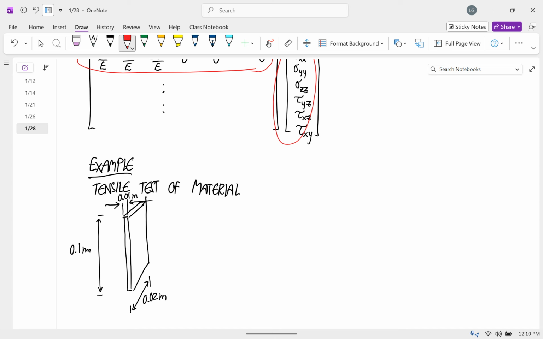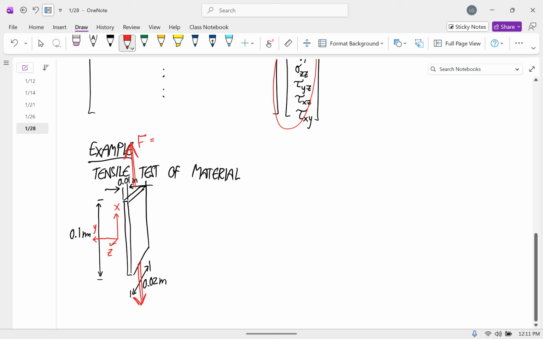And we're going to use a coordinate system like this. The x-axis always is along the line of loading. The y-axis, I'm going to say, is this way, although that's arbitrary. And then the z-axis is this way. And we're going to apply forces to this thing. We're going to put it in the jaws, and we're going to stretch it like this. And that tensile force is 5,000 newtons that we're going to apply to it.